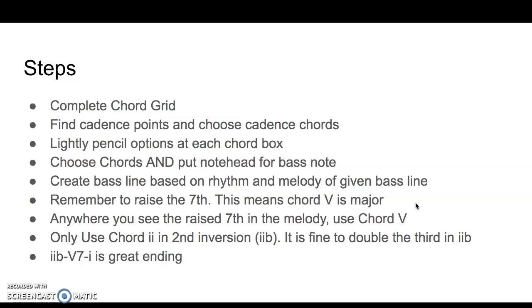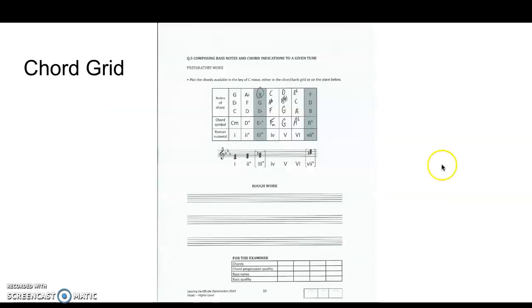When you're using chord 2, now remember chord 2 is a diminished chord. Only use chord 2 in second inversion. Okay, so only use 2B. And it is fine to double the third in 2B. So for example, in this key here, we're in the key of again C minor. So the notes of chord 2 are D, F, and A flat. You see it there. It's perfectly fine, and you really need to have an F in the bass there.